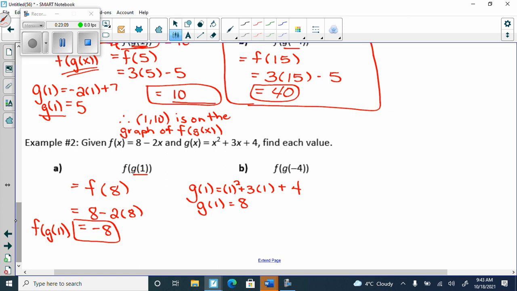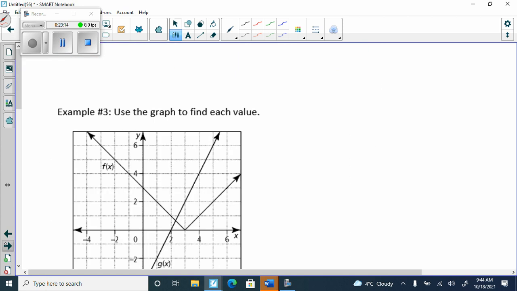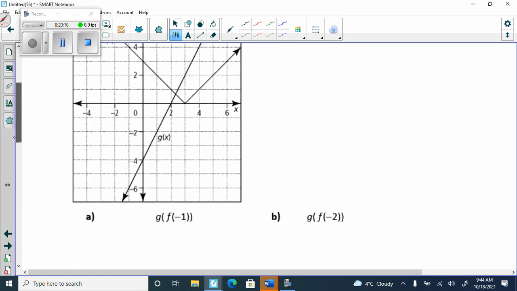Next page. Roll and roll. It's a graph. Who cares? It's the same thing, right? Same thing. Now it's just a graph, or it could be a table, or it could be a different way of representing it. Doesn't matter.